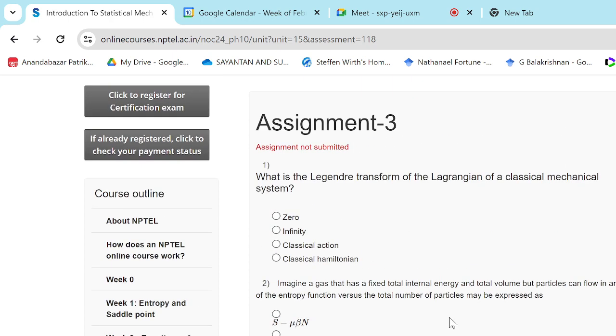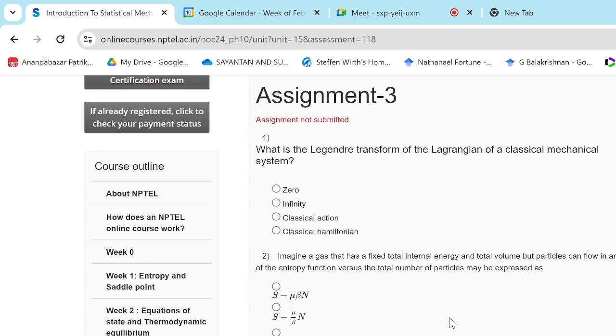I hope you can see assignment number 3, right? So basically, the first two problems are based on Legendre transformation. So once you know the idea of Legendre transformation, then I hope you can solve both of them very easily. And the first one is already well known. Lagrangian function, if you Legendre transform it, it will give you a Hamiltonian, right? Because that is well known from classical mechanics, that the Legendre transform of a Lagrangian is always a classical Hamiltonian.